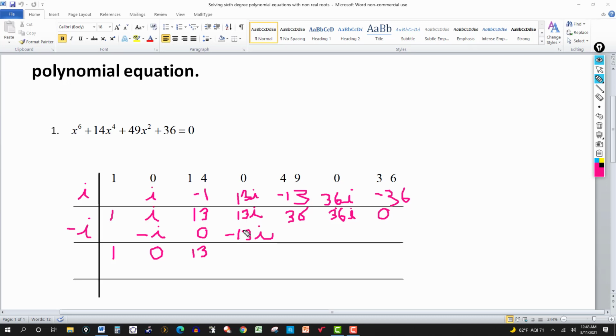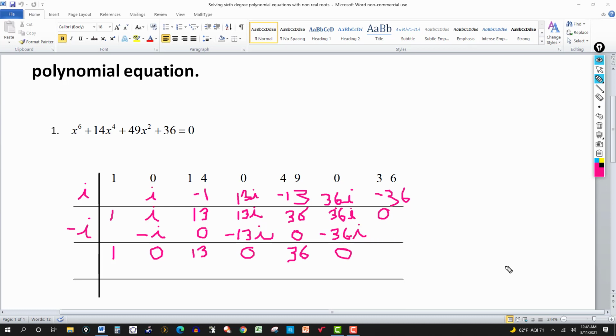Then minus 13i, or 13i and a negative 13i is 0. This gives me 0 here. The negative i times 0 is 0 to the next column. And then 36 and 0 is 36. Then negative i times 36 is minus 36i. 36i and a negative 36i gives me 0.